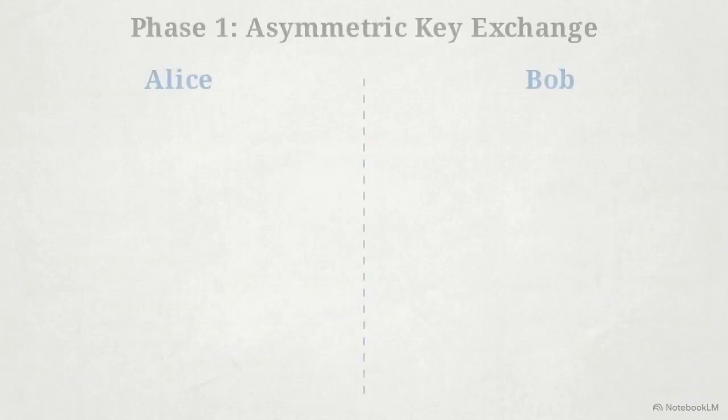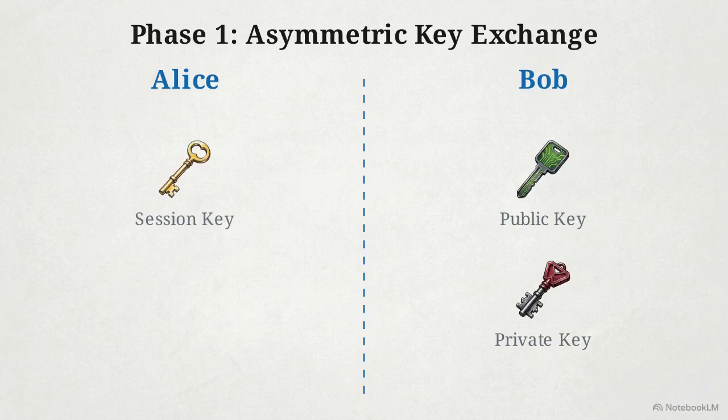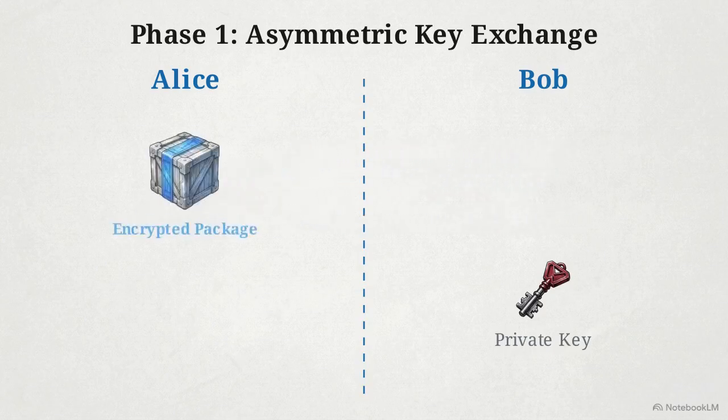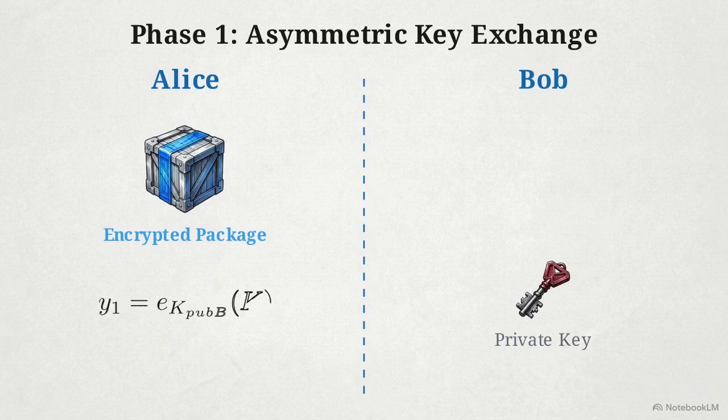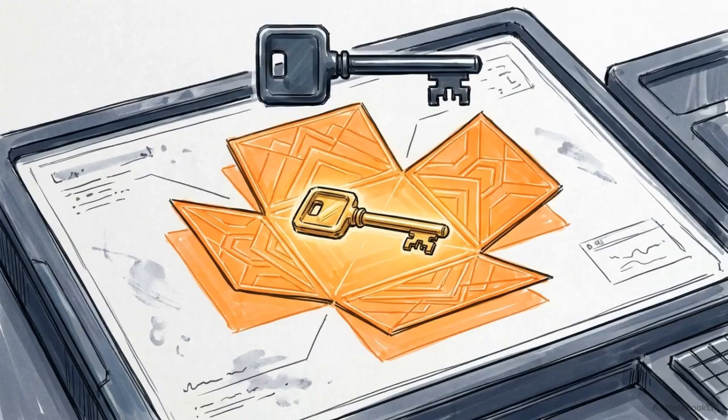Phase 1 is the Asymmetric Key Exchange. Bob generates his public and private key pair. Alice then generates a random temporary symmetric session key. She uses Bob's public key to encrypt just that small session key, creating an encrypted package. She sends this small encrypted package across the insecure public network. Bob receives the package and uses his private key to retrieve the session key.